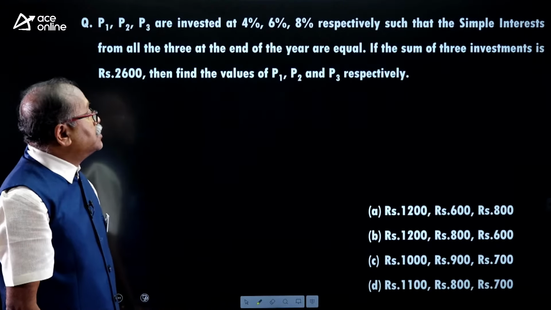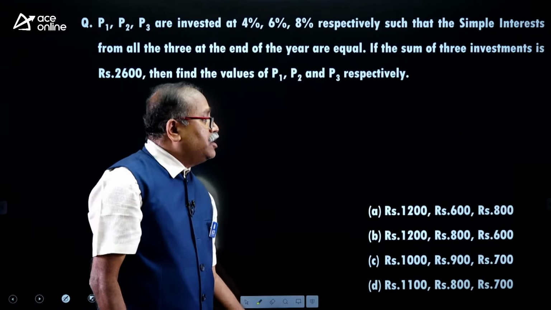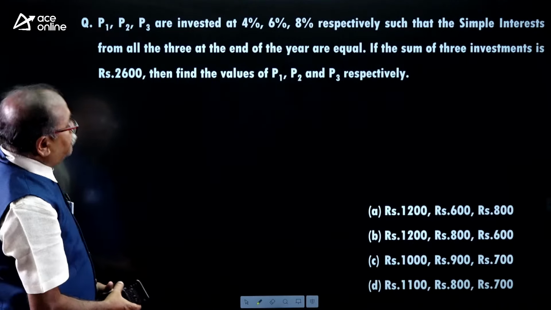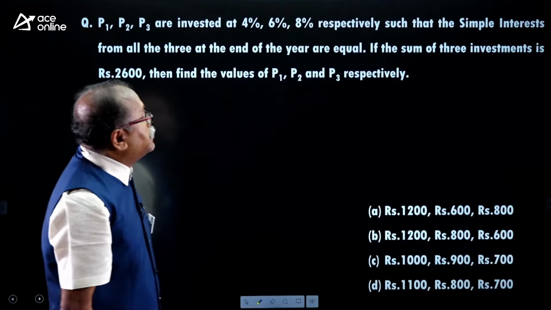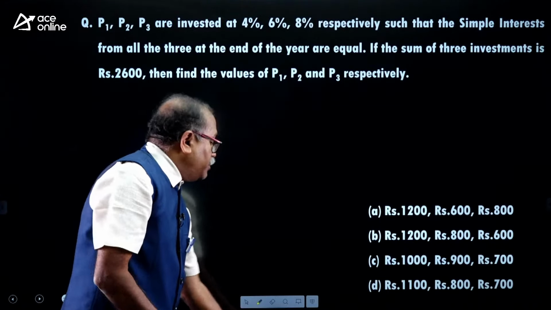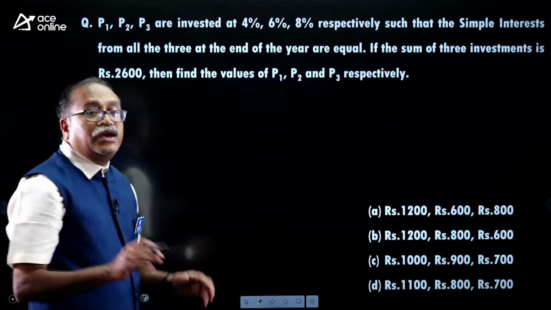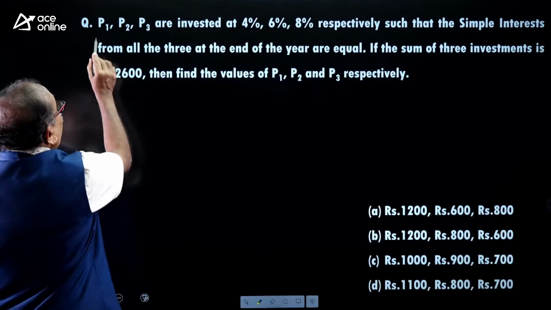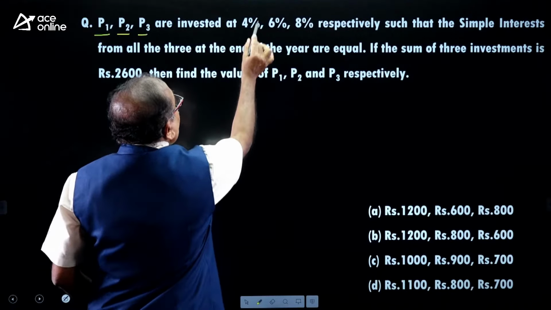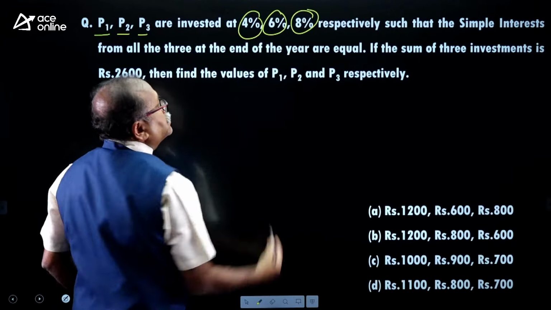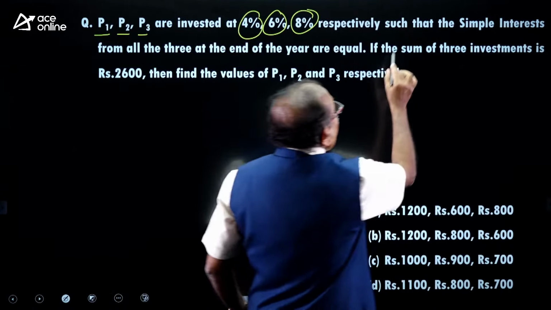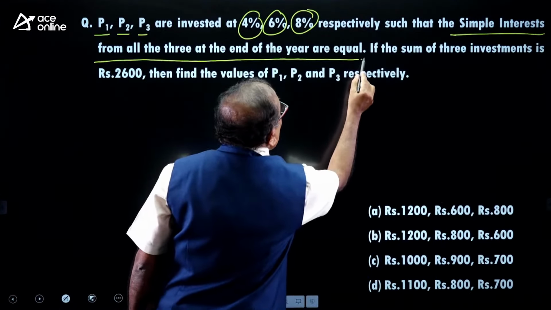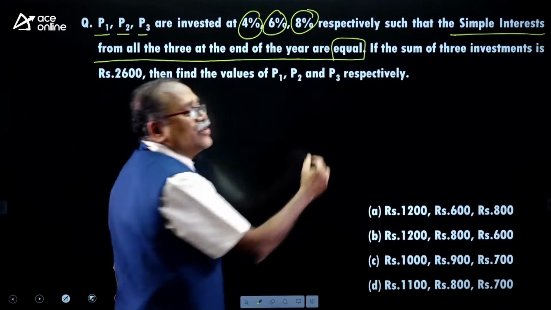Moving on to the next question. How many of you are comfortable to answer this question? P1, P2 and P3. Okay, what is this P1, P2 and P3? Let's read it out. I am reading, then I will give some time. If needed, I will give the clue also. P1, P2 and P3 are invested at 4%, 6% and 8% respectively, such that the simple interest from all the three at the end of a year are equal.